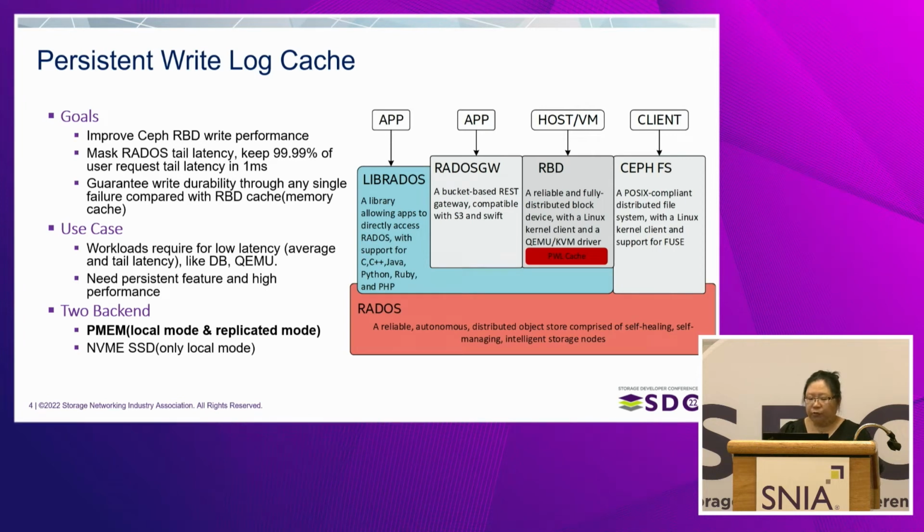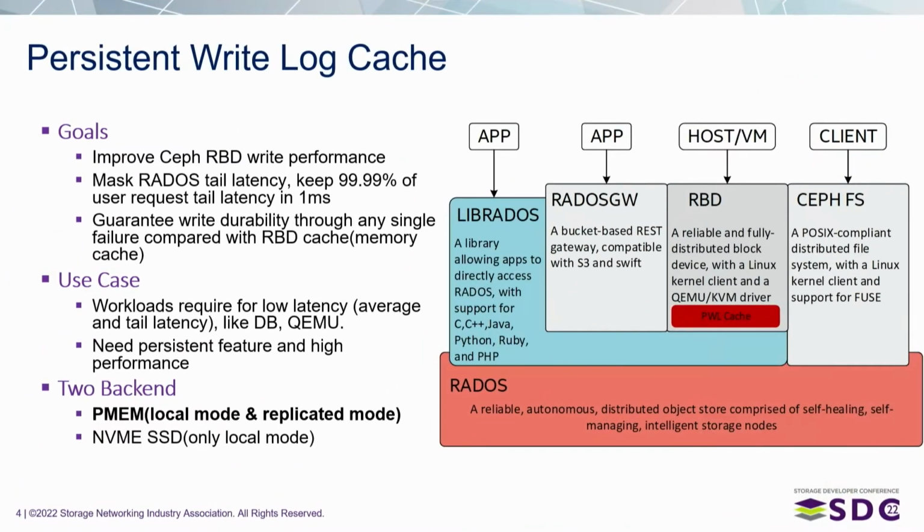So in our team, we implemented the persistent memory write log cache. The persistent memory write log cache replaces the RBD cache on the RBD client side. You can see the right frame: this is the Ceph storage cluster architecture, and we only replace the RBD cache with our persistent write log cache. We can call it the PWL cache for short.